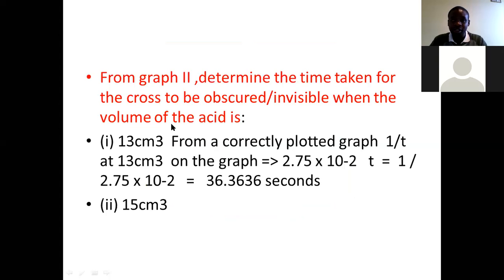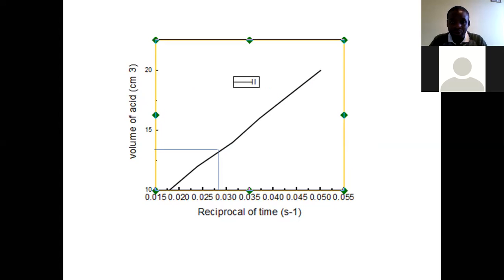And from graph 2, you've been asked to determine the time taken for the cross to be invisible when the volume of the acid is 13 cubic centimeters. So you've learned the concepts of plotting graphs, and you can see here that when you interpolate, you come to the side where the volume is 13, then you move across to where it meets the graph, then you move downwards, and you are able to read the value down here.